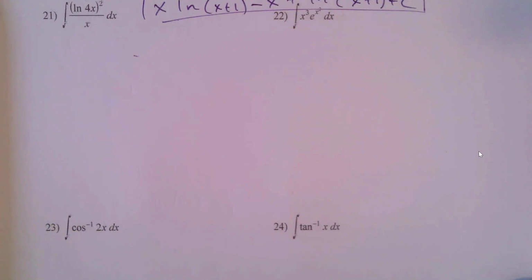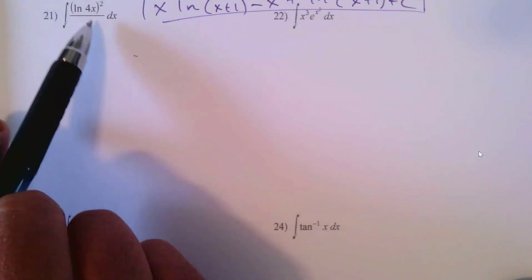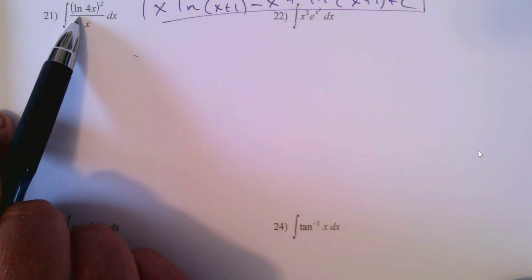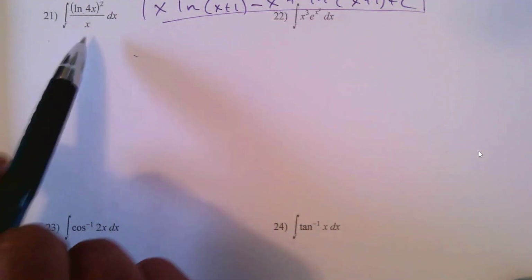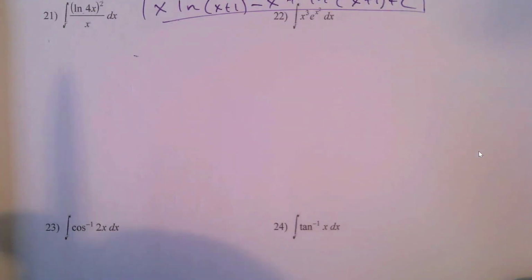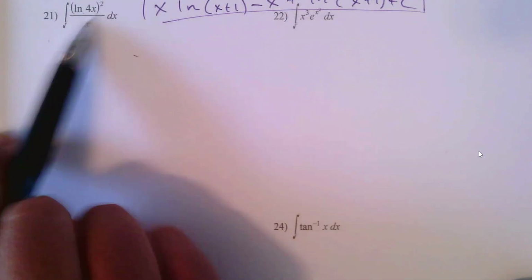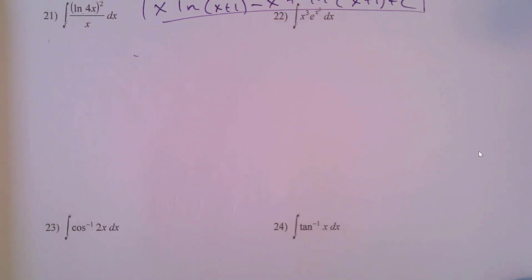All right, 21. 21 is an interesting problem because although this is on integration by parts, you could actually have solved this one by u substitution if you just let u equal natural log of 4x. And then du is going to be 1 over x, which you already have, dx. So you could use u substitution here, but we're going to do this by integration by parts. The thing about integration by parts is that it works even if you don't necessarily need to do integration by parts. If it's just a u substitution, integration by parts will still lead you to the correct answer.